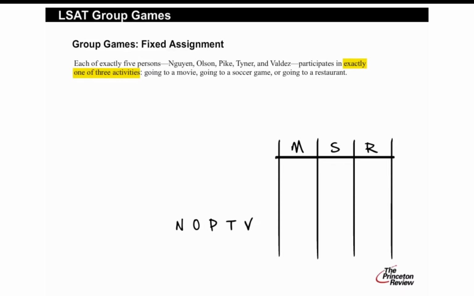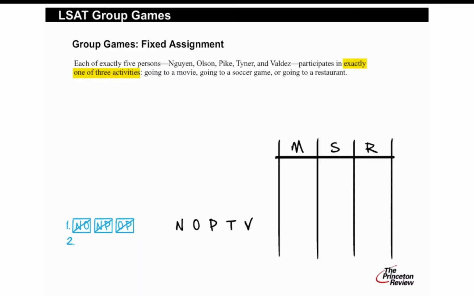Next, it's time to symbolize and double-check the clues. The first clue states that N and O do not participate in the same activity as each other, nor does either one of them participate in the same activity as P. This is actually 3 clues in one. N cannot be with O, N cannot be with P, and O cannot be with P. Use anti-blocks to symbolize these clues.